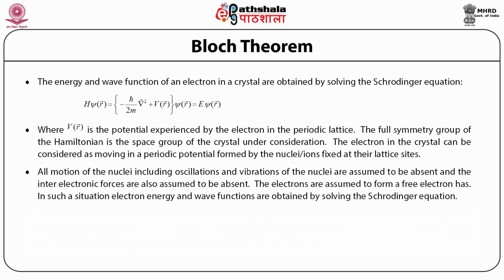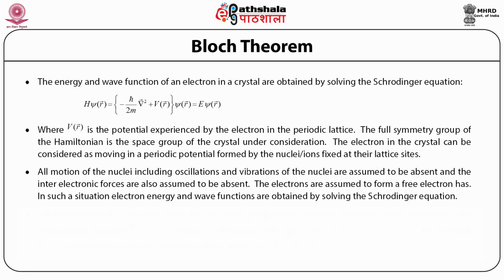The motion of the nuclei, including oscillations and vibrations of the nuclei, can be assumed to be absent because of their heavy mass compared to the mass of the electron, and the interelectronic forces are also assumed to be absent. So in effect, the electrons form a free electron gas, and in such a situation the electrons are moving in some kind of an effective periodic potential, which is the potential obtained by the interaction of the electron with the ions.